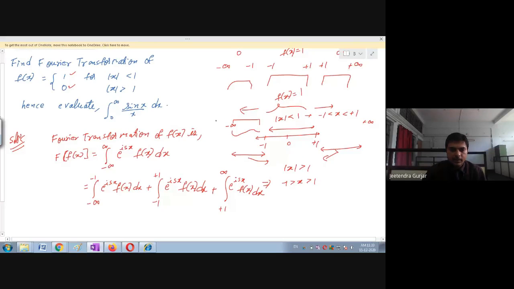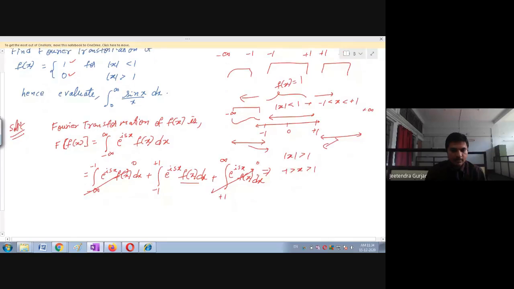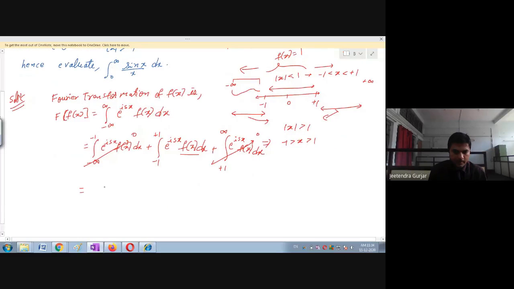-1 to +1, the function is 1. F of x is 1. But whereas outside this interval it is 0, this is 0. Therefore, I will cancel this and make this 0, and I will cancel this and make this 0. So only what is remaining here, students? Integration from -1 to +1 of e raised to isx dx. Tell me why I have taken this function. The function f of x is equal to 1 in the interval -1 to 1. Therefore, I have taken it in this form.